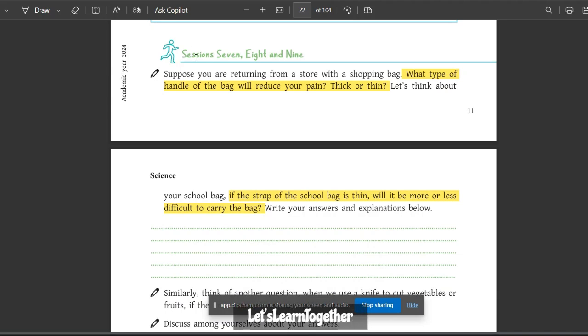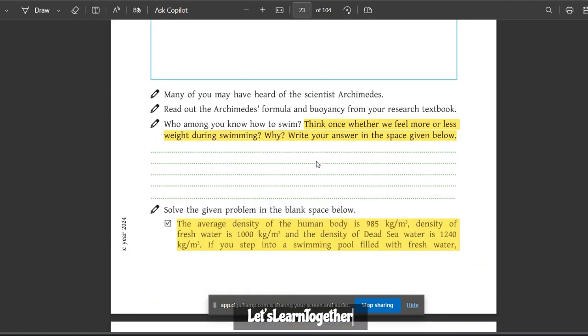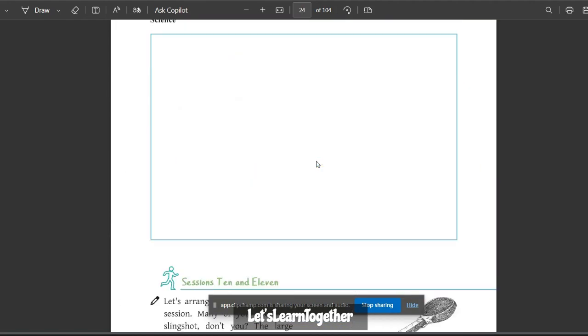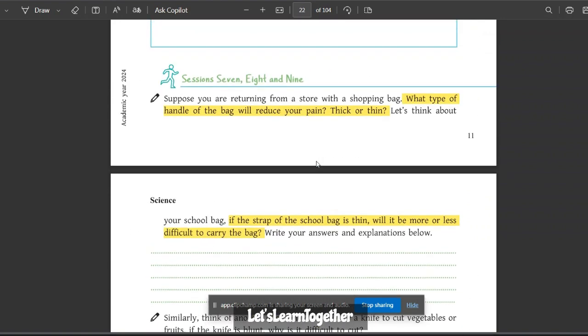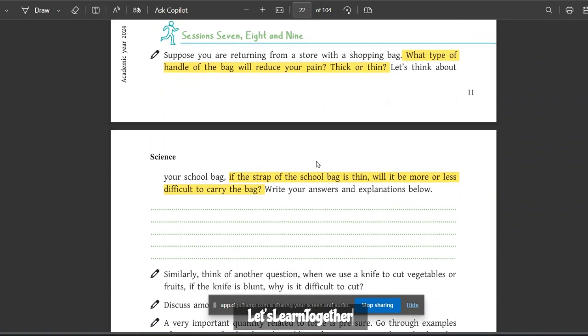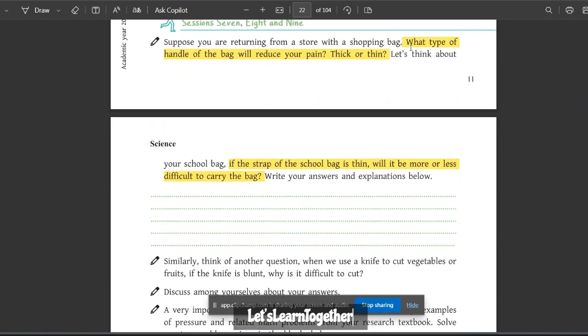Today we will be solving sessions 7, 8 and 9 of the science exercise book of class 9. There are a total of 5 activities in this session. We will go through them, see their answers, and try to understand the answers more or less. So let's start. Let's see what the first question is.